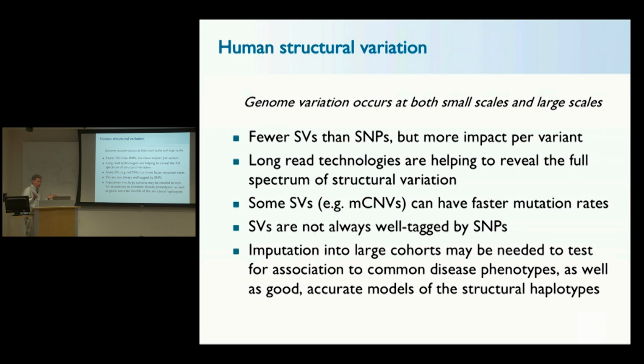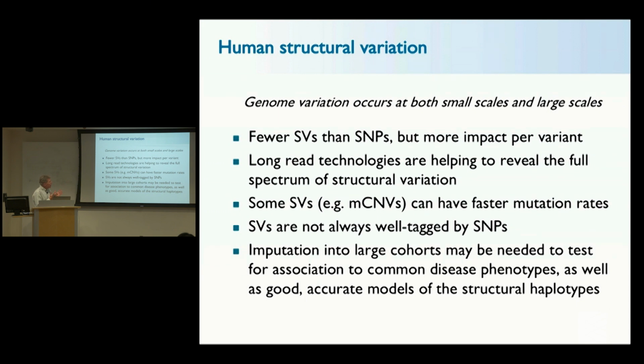So to sort of wrap up and talk about the main messages. So there are fewer structural variations overall in our genomes than there are SNPs, but there's still a very large phenotypic impact from structural variations. Maybe 3 to 7% of eQTLs, and there's on average more impact per variant than for SNPs. Long-read technologies are really helping to reveal the full spectrum of structural variation, especially at some places that have been difficult in the past to ascertain with other technologies.